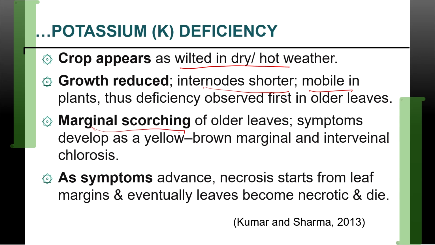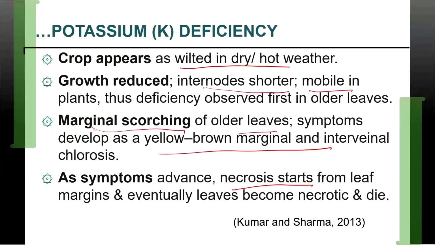Marginal scorching or firing or burning of older leaves. Symptoms develop as yellow-brown marginal and interveinal chlorosis. As symptoms advance, necrosis starts. So, again like nitrogen, here also you will get death of the tissues or death of the leaves or part of the leaves, and eventually it can dry and die.